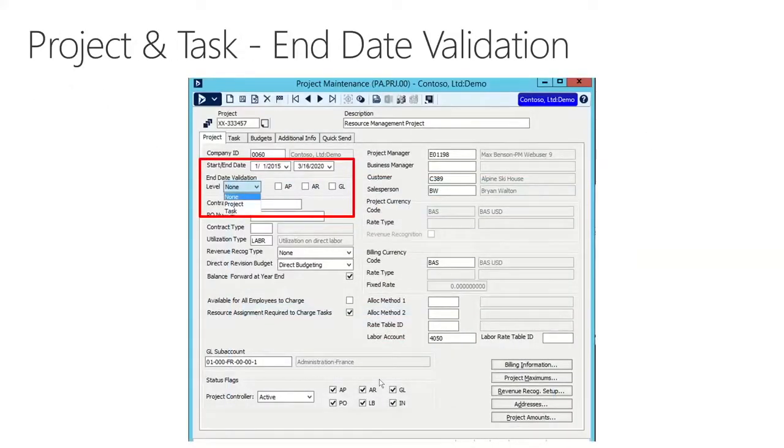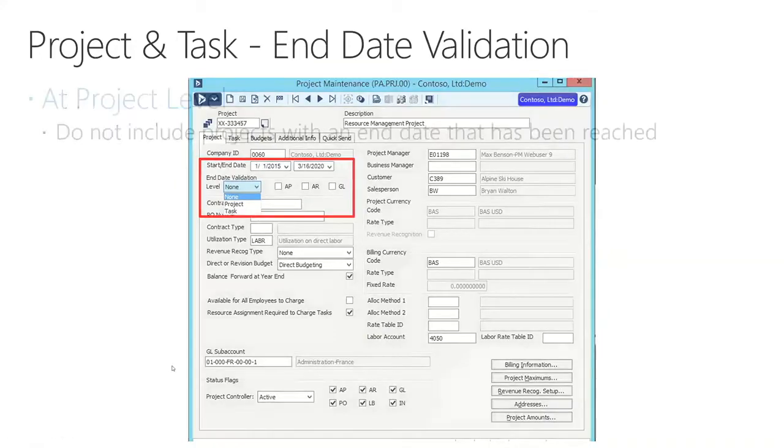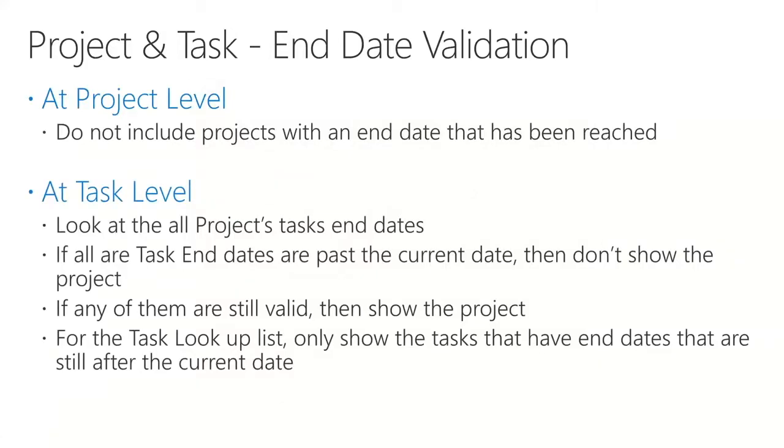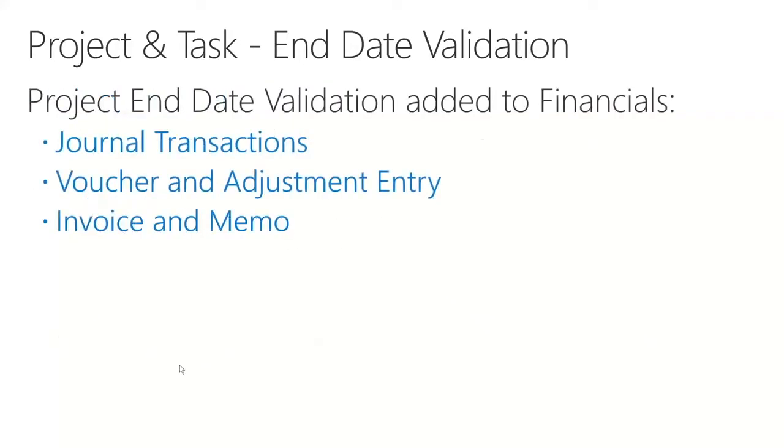And then building on the end date validation, they came back and said, we love the fact that you can turn off the dates, whether it's project level or task level, and it's going to help me with my time card entries and so forth. But can you also have it impact AP, AR, and GL, removing those projects from the lookup list? We said that makes a lot of sense as well. So what it means, same thing as before. If it's at a project level, it'll turn off the project. If it's at a task level, certain tasks will start to disappear. But where does this impact? We basically took the three most popular screens in each of those modules: the journal transaction screen, the voucher adjustment entry screen, and the invoice and memo screens. When they get past those dates, if you turn those checkboxes on, those projects or those tasks will no longer start showing up past that date.